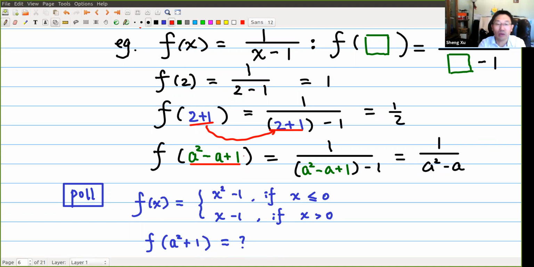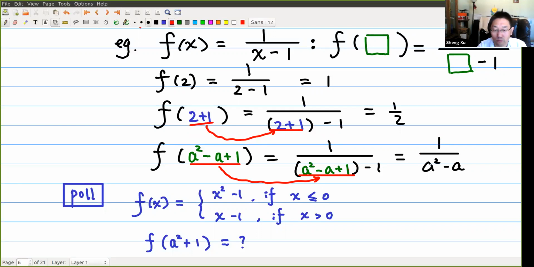At the end of the day, it's just a number, whatever number it is. Then if I want to make an output from that number, you just put that number into the place for x, right? So you substitute this a squared minus a plus 1 there, then you subtract 1, then do the reciprocal. Right, so it's 1 over, then of course in the algebra, the 1 is canceled, so it's 1 over a squared minus a.